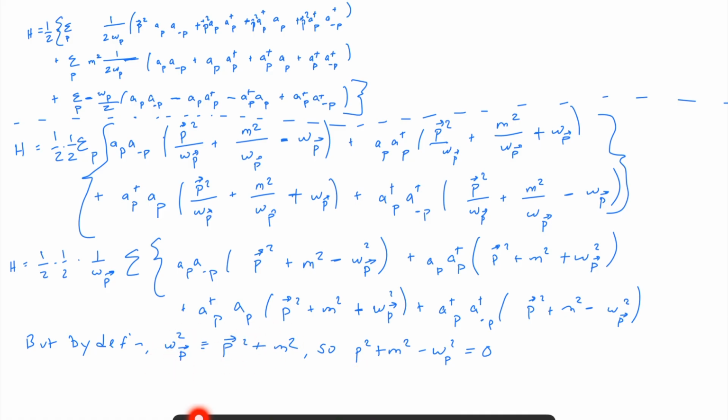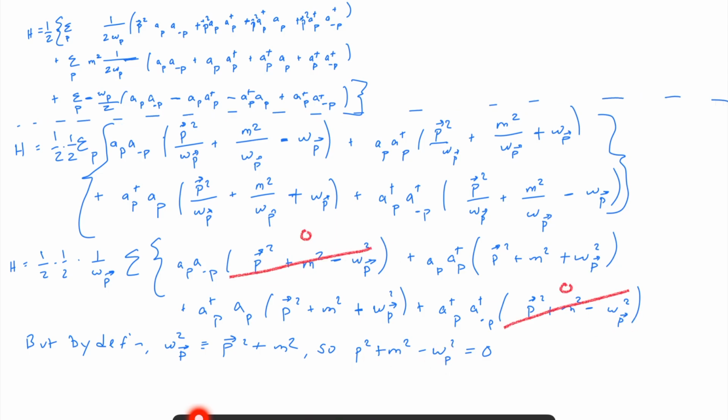So that means that p squared plus m squared minus omega p squared has to equal 0, just based on simple algebra. But take a look. We have two areas here and here where we see exactly this expression. So both of those are equal to 0. So these two terms get knocked out altogether. And our Hamiltonian is now this plus this.